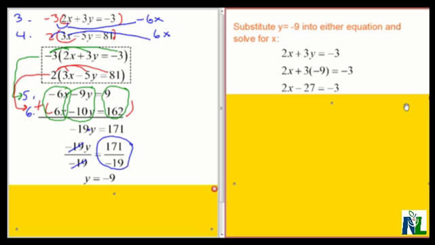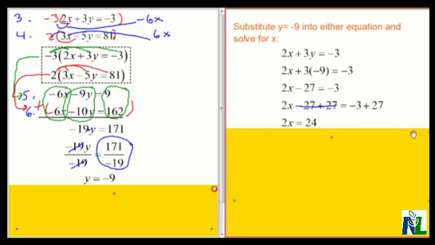So the first thing I'm going to do is add 27 to the left-hand side. But if I add 27 to the left-hand side, I must also add 27 to the right-hand side. Minus 27 plus 27 will be 0. So on the left-hand side, I'll have 2x plus 0, which is just 2x. And on the right-hand side, negative 3 plus 27 is 24. So I get 2x equals 24.